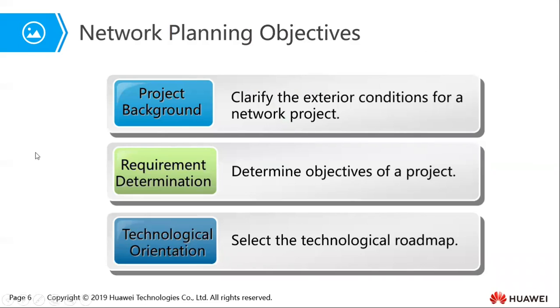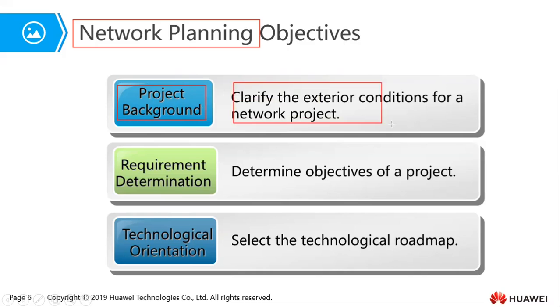Now, what are the main objectives of what we are calling network planning? We have three main objectives. One of them is the project background. The project background is used to establish the exterior conditions that are needed for a network project.